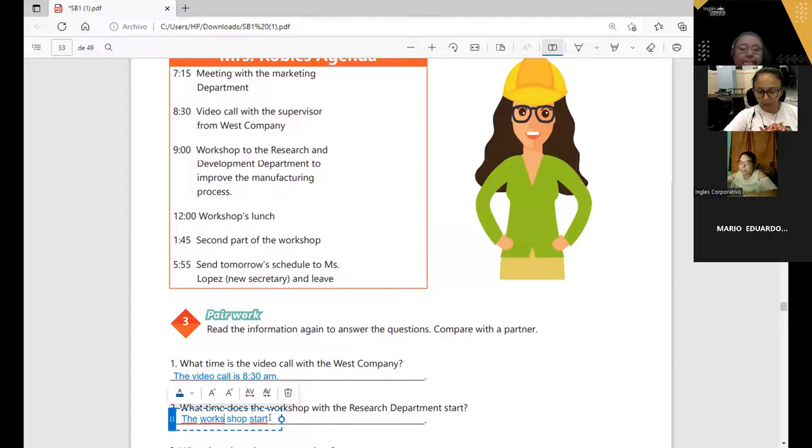Ah, sí. Workshop va unido. Pero solo lleva una S, workshop. Excelente. Por eso les digo que es reading comprehension, porque van comprendiendo las estructuras y las respuestas como las van escribiendo, ¿de acuerdo? Por eso era necesario leer bien y varias veces la agenda. The workshop starts at nine o'clock. Ahí se podría decir o'clock o a.m., ¿verdad, teacher? Yes.